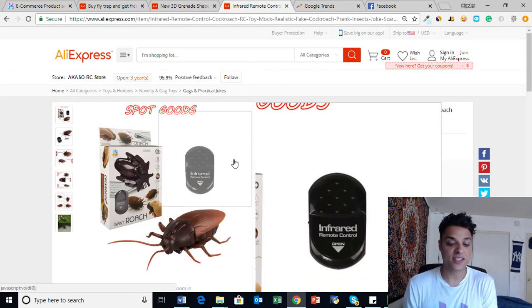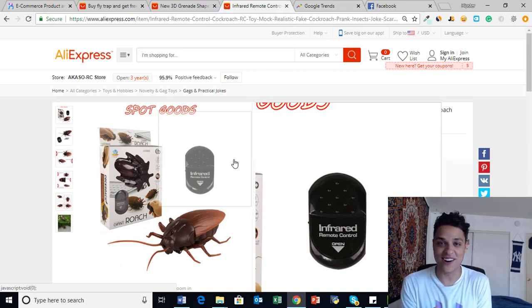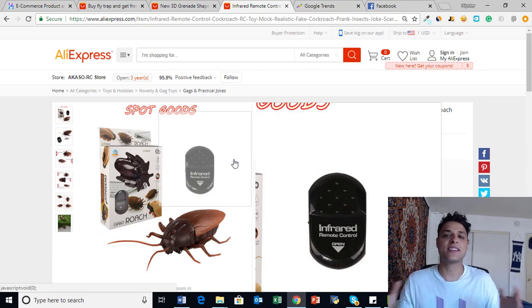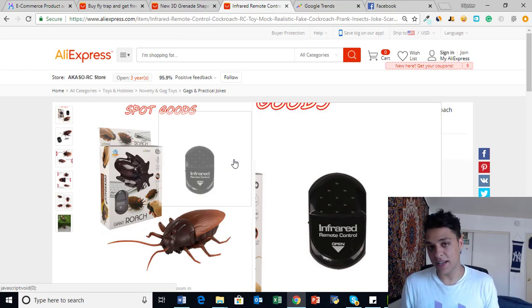Now, the RC car cockroach. This is also obviously very unique. Can you get RC cars that just look like regular cars? Obviously, yes. Can you get little toys like a cockroach? Yes, you could. What's unique about this right now is it combined two things and makes them one very interesting product. So it's obviously meant to scare people.